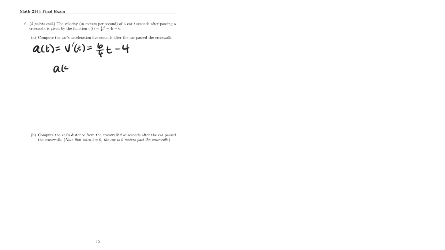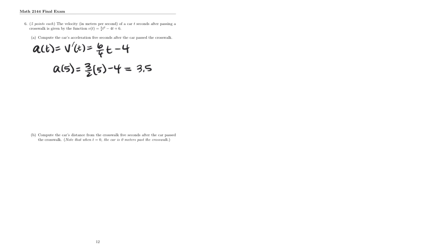So a of 5 is equal to 6/4, which I could reduce to 3/2, times 5 minus 4. And if you put that into your calculator, you get 3.5.